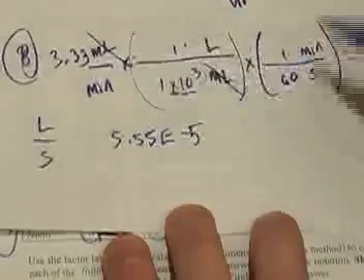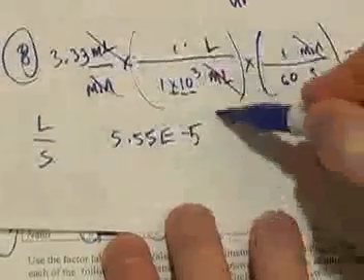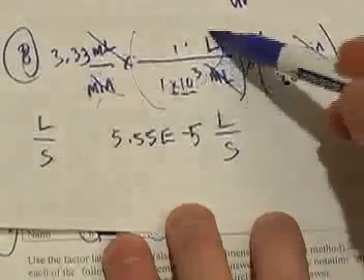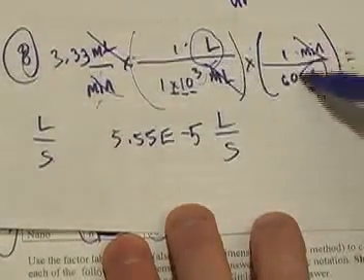Notice my milliliters cancel with my milliliters, my minutes with my minutes, and I'm left with liters per second. Notice how when I canceled my units, the only things uncanceled were liters over seconds, and those are the units that I end up with.